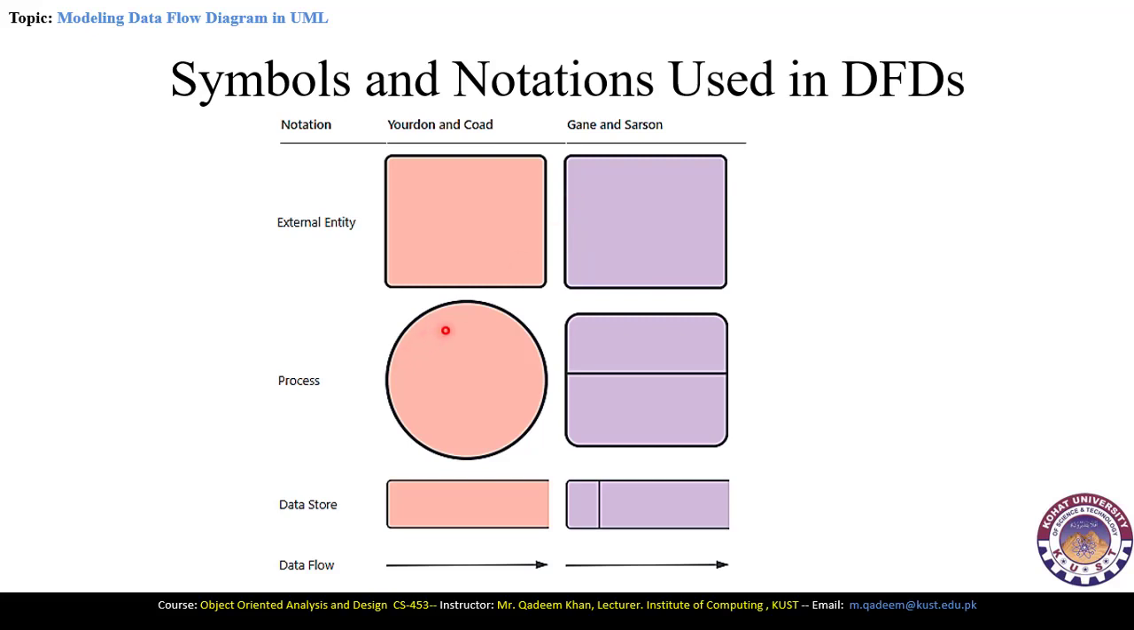While the process in the Yourdon and Coad standard is a circle, the process in the Gane and Sarson standard is this one. So here we define the level and here we define the process name. This is the data store symbol used in Yourdon and Coad, and also we have this data store used for Gane and Sarson. While for the data flow, both have the same symbols.